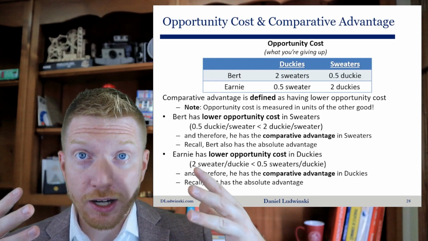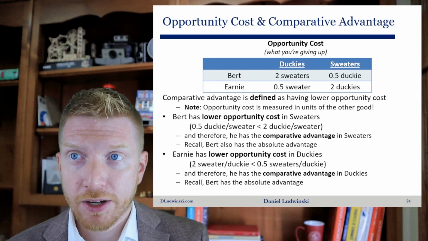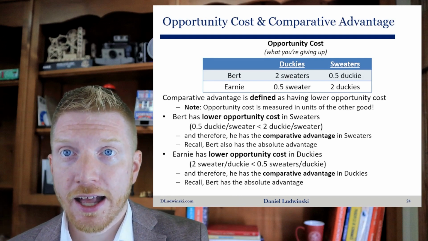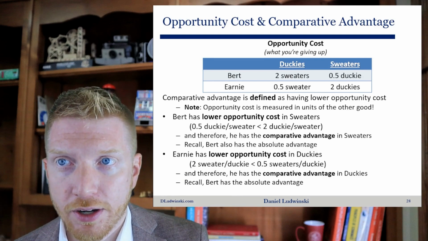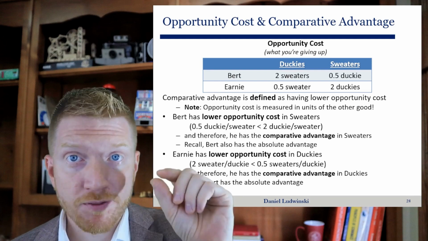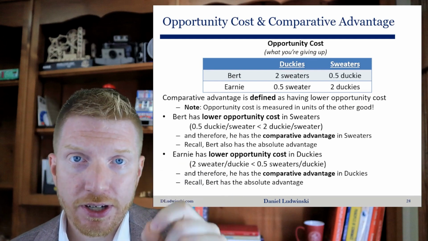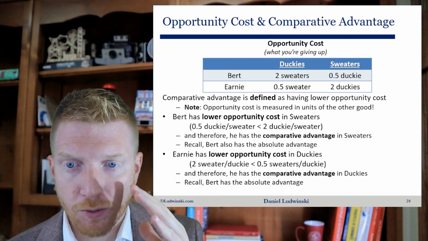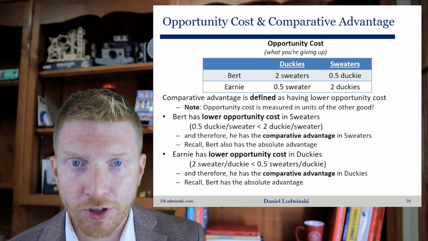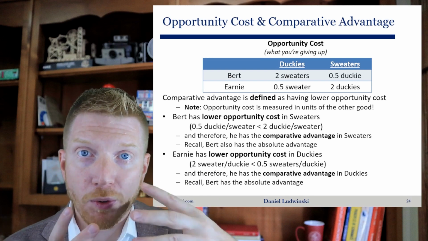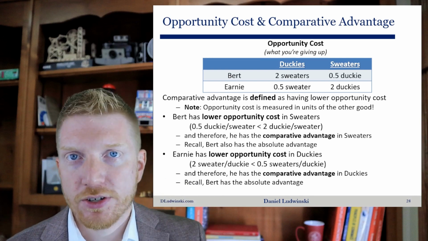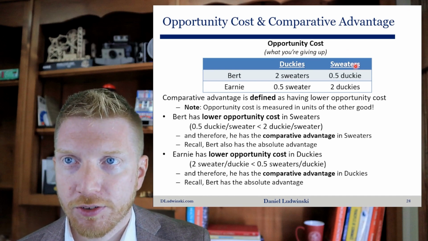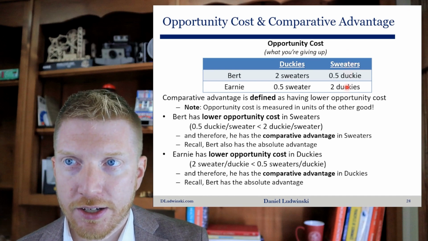Now, opportunity cost is connected to comparative advantage. They're intertwined. Comparative advantage is defined as having lower opportunity cost. And I want to emphasize again, it is measured in units of the other good. If we're thinking about the opportunity cost of sweaters, the question is what we're giving up. Well, we're giving up duckies, and so it's measured in duckies. The opportunity cost of one is measured in the other. See, we have sweaters here and duckies here.